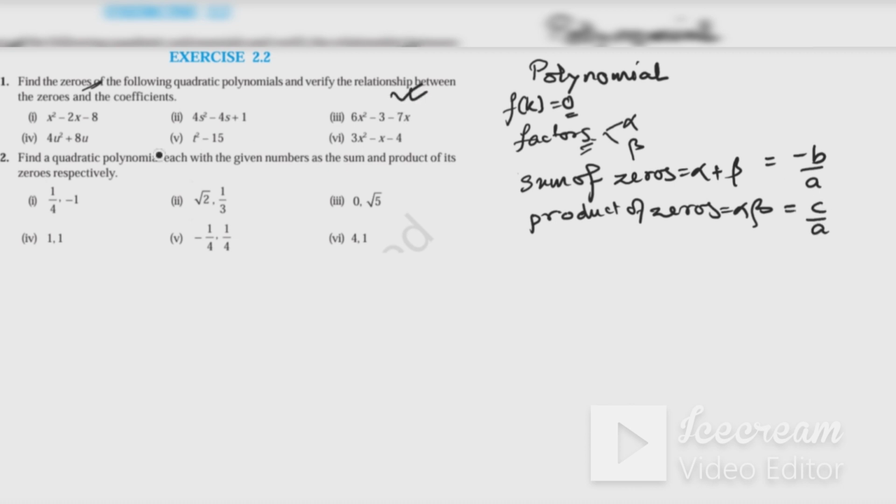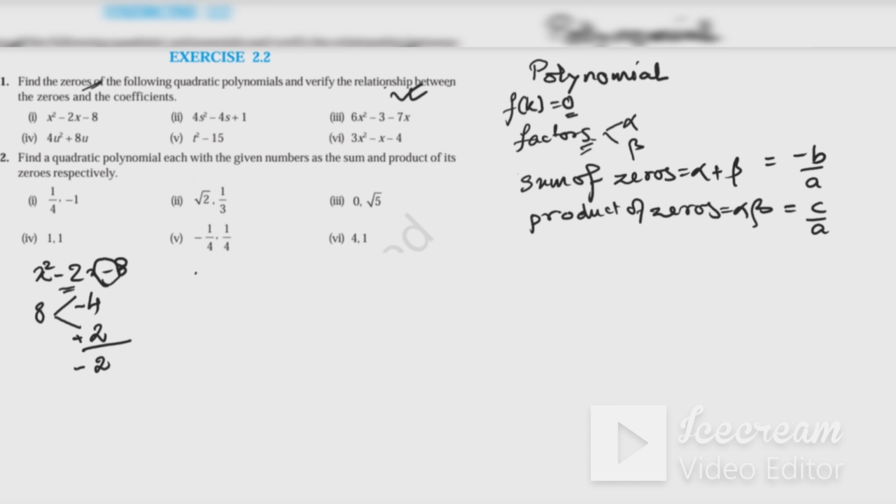So the first question is telling me to find the zeros of the quadratic polynomial and verify the relationship between the zeros and the coefficients. So now considering the first equation that I have, x square minus 2x minus 8. So now what are the factors of 8? I will find two factors of 8 whose difference is equal to minus 2. So the two factors are 4 and 2, whose difference I'll get 2. To make it minus 2, it should be minus 4 plus 2. So the bigger number should have a minus sign.